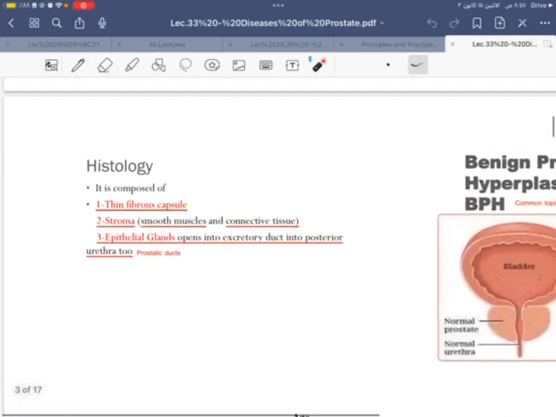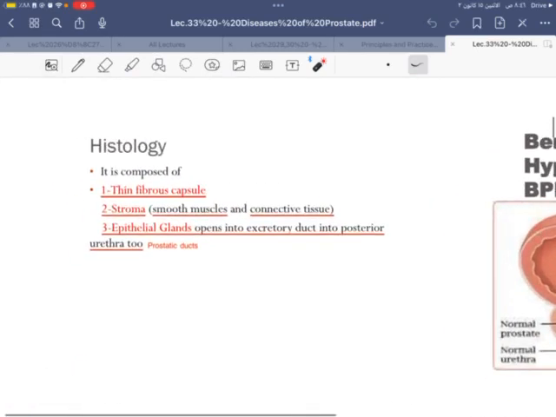Let's move to the histology of the prostate. The prostate is composed of mainly three structures: a thin fibrous capsule over it, the stroma within it that is composed of smooth muscles and connective tissue, and then the epithelial glands that open into the posterior urethra.